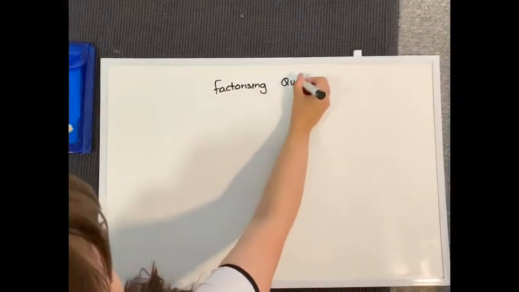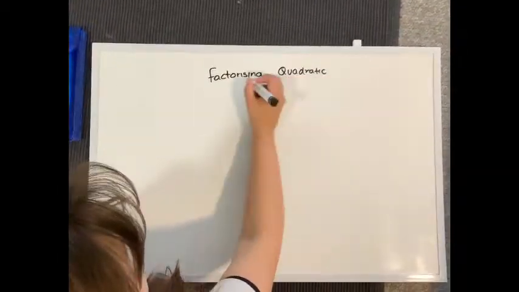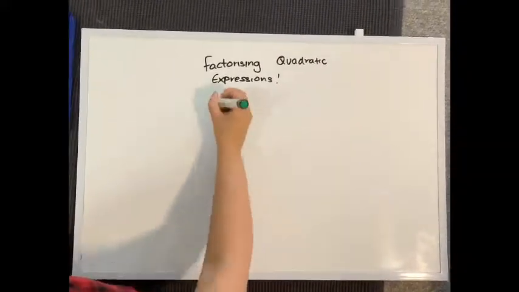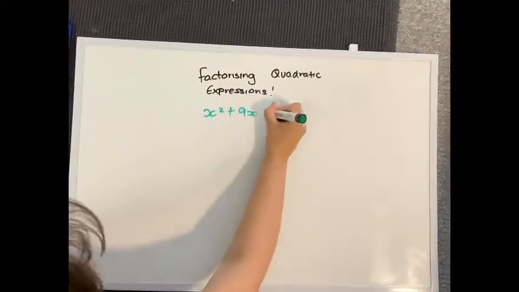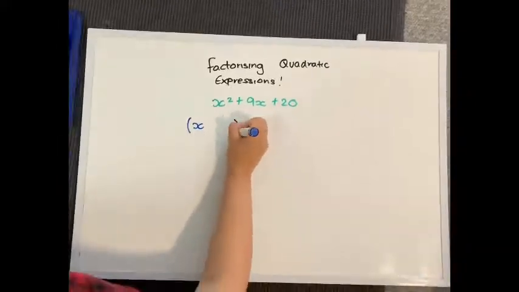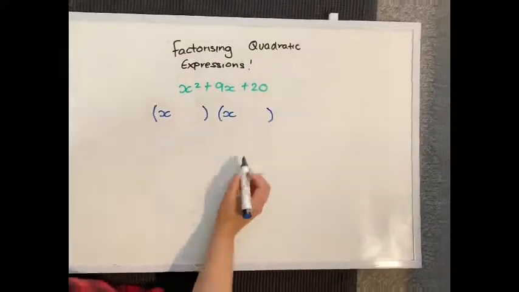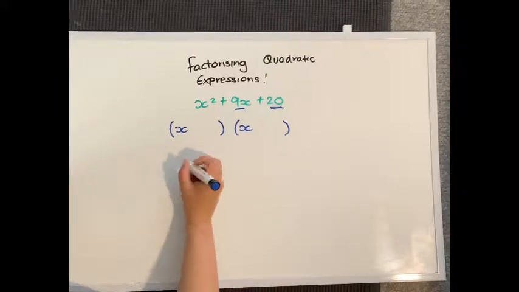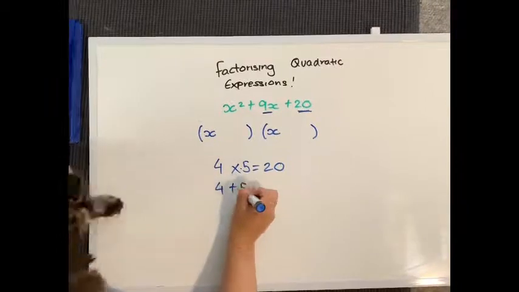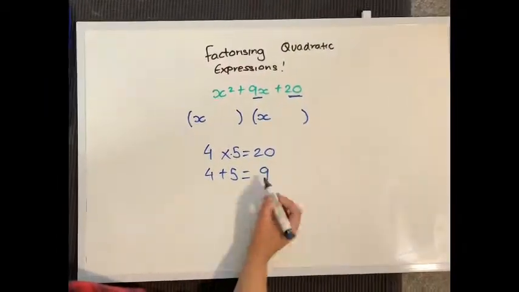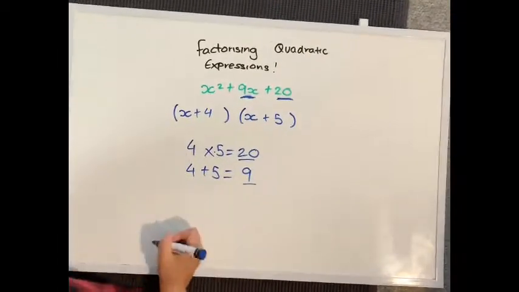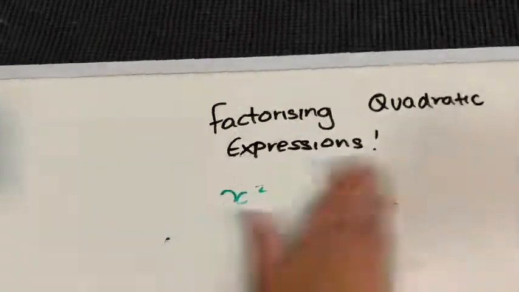Next is factorising quadratic expressions. With our expression here, we have x squared plus 9x plus 20. Simply here, our x squared will divide into the two x brackets, and we need to find two numbers that multiply to give us 20 and add together to give us 9. So here we find the factors of 20, and we have 4 and 5. 4 times 5 is 20, and 4 plus 5 is 9. We can then add these numbers into the brackets.